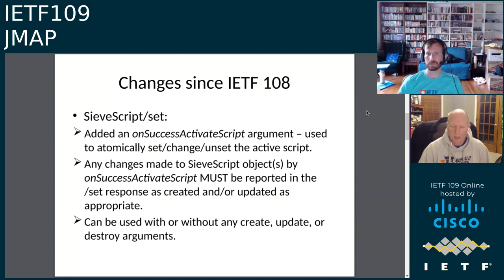So if you created a script and activated at the same time, obviously that's going to be reported as created. But if you are doing something which activates a new script, but at the same time deactivates another one, the deactivated script would also appear as being updated in the response. Additionally, this argument can be used even if you're not creating, updating, or destroying anything. So if you just want to flip a particular script on or off, this argument can be used with create, update, and destroy being null. Next slide, please.